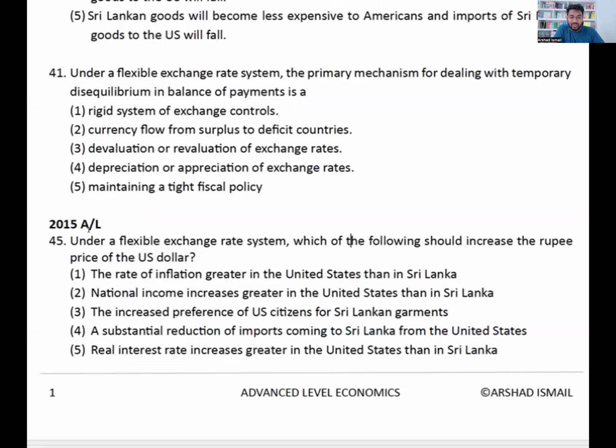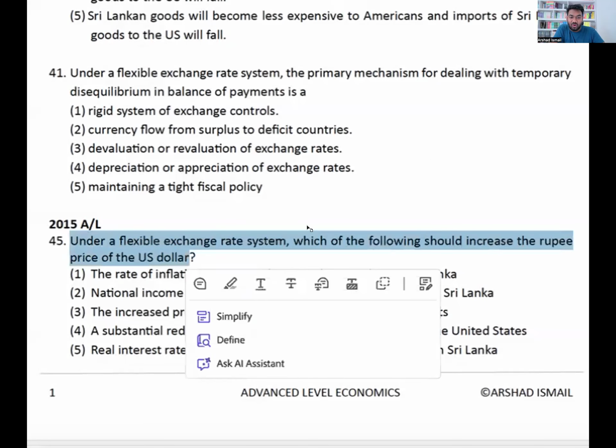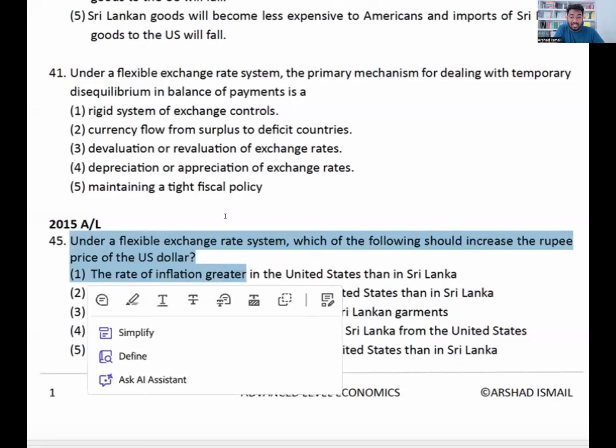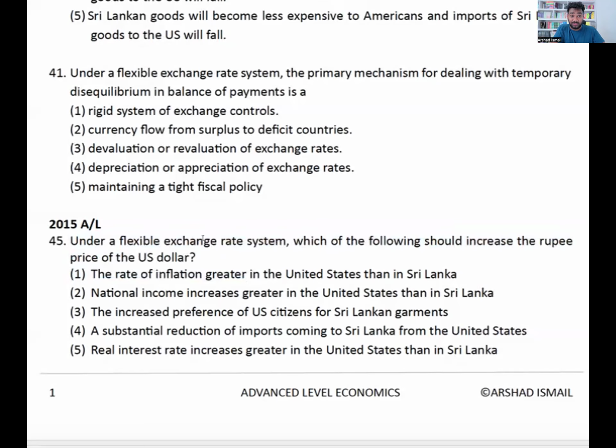So then they are saying, which one do you think would have caused that? When will there be a depreciation of the Sri Lankan rupee? The Sri Lankan rupee will depreciate if more money goes out from the country. So we'll try to look for the answer.